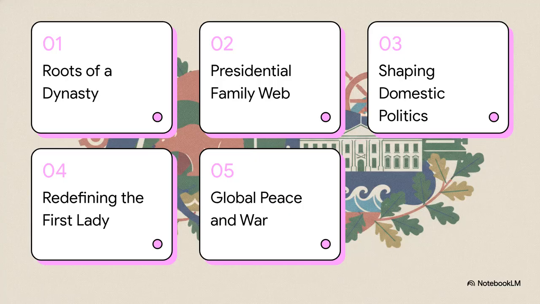So here's our roadmap. We're going to trace their journey through 5 key phases. 1. Roots of a dynasty. 2. The presidential family web. 3. Shaping domestic politics. 4. Redefining the First Lady. And finally, 5. Global peace and war. We're covering the whole shebang, from their 17th century arrival right up to their unprecedented global influence during World War II.